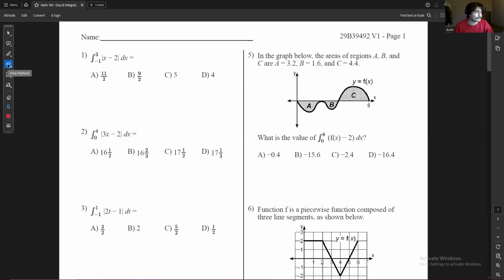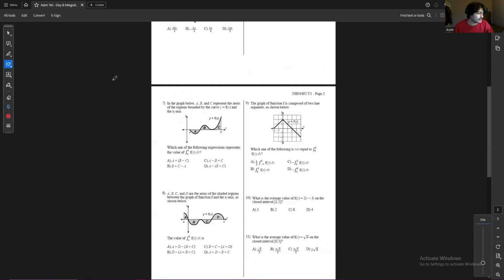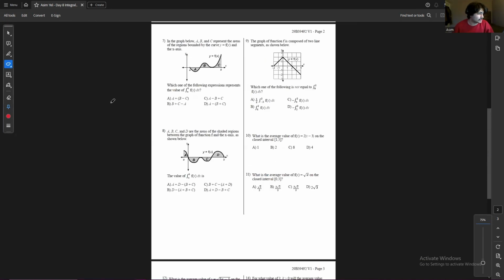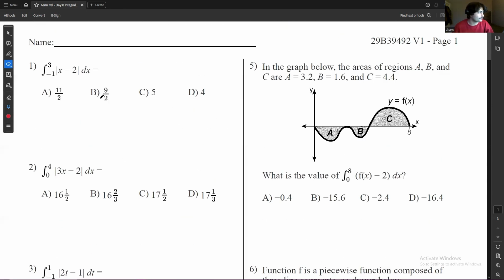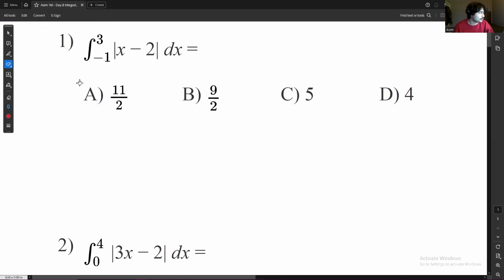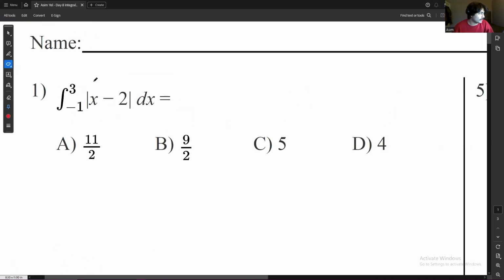Let's get started. Hey guys, so we're continuing with this new integral package, which contains around 15 questions today. I'm going to do them, so let's just start. Question 1: the integral from -1 to 3 of the absolute value of x minus 2 dx.